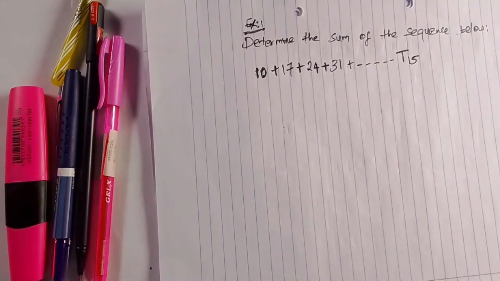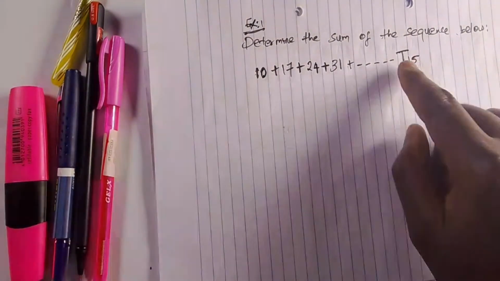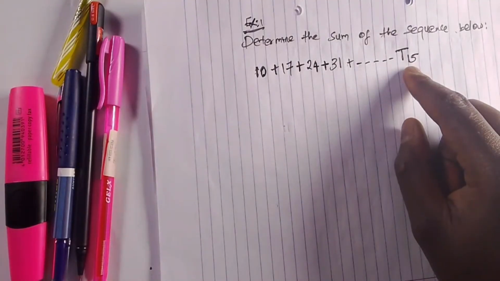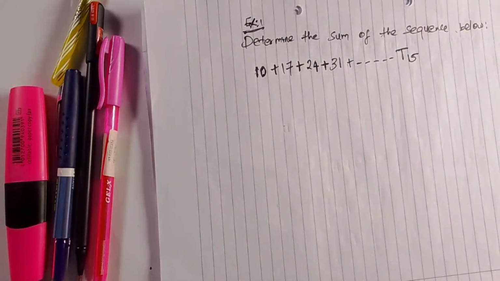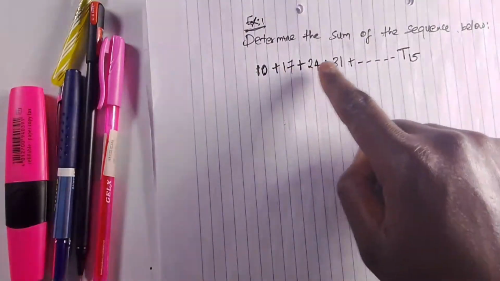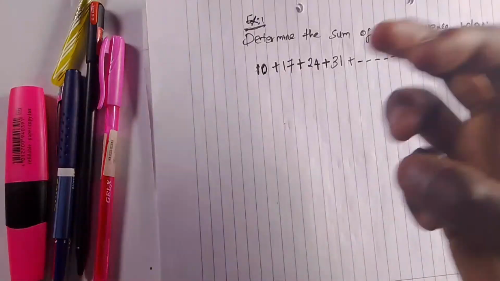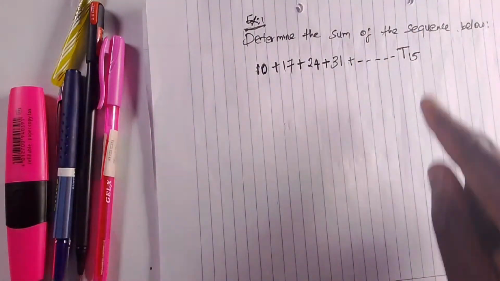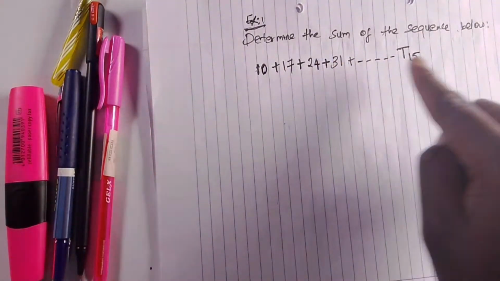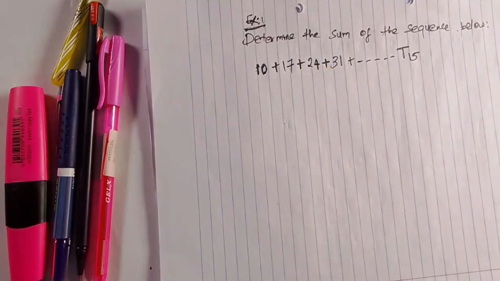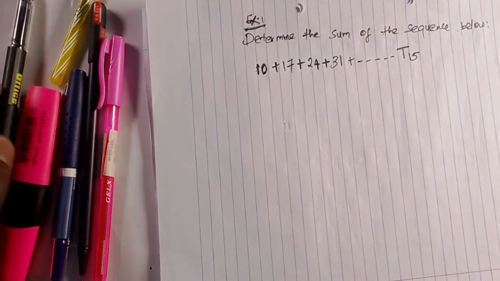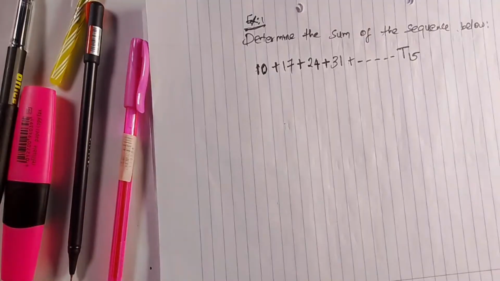Tunataka the sum of the first 15 terms. So ukiona hapa T15 ama N15, it means tunataka sum ya number 15 zote, the first, the second, the third, the fourth, the fifth, the sixth, the seventh, the eighth, the ninth, the 10th, 11th, 12th, 13th, 14th, 15th. Hatuna. So we don't have to determine all these numbers ziko hapa katikati. We only need to use the formula that we have to determine the sum of our sequence or our series.